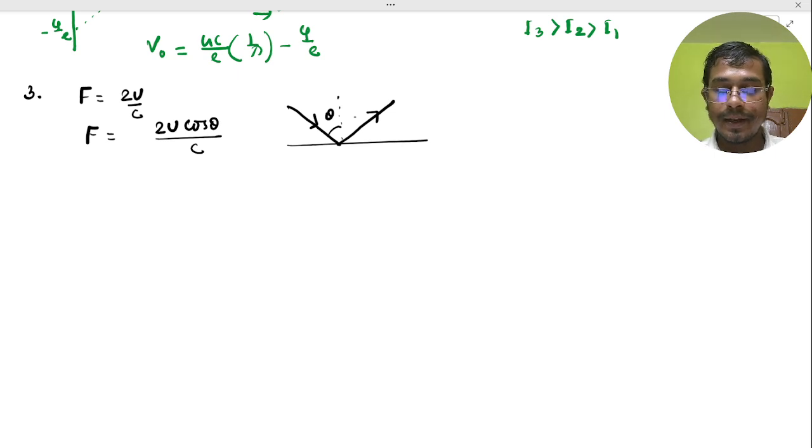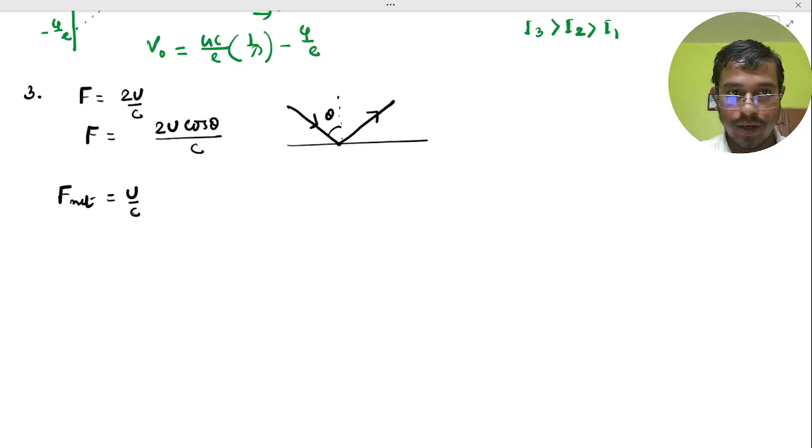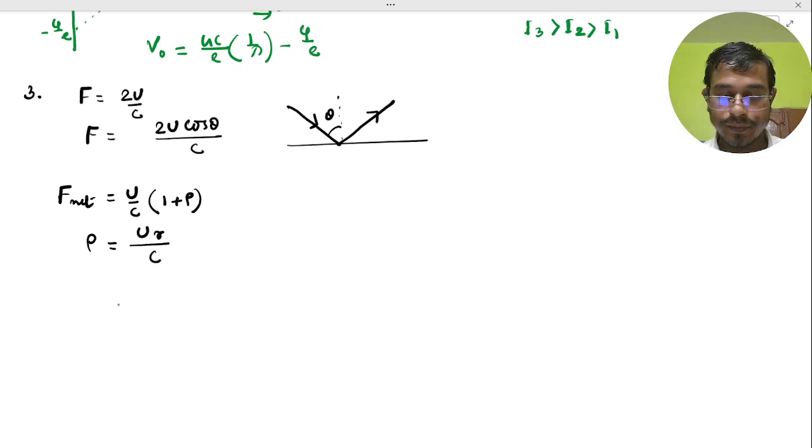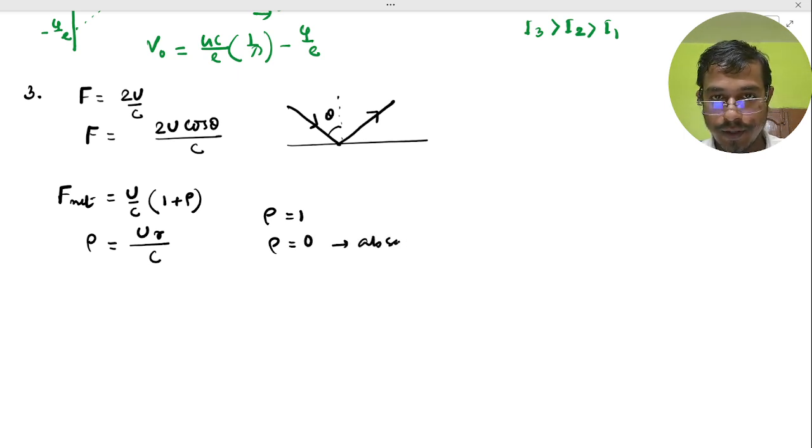So for a mirror in general we get the force F equal to u by c times (1 plus rho), where u is the radiant energy falling per second and rho is the reflection coefficient of the mirror, defined as ur by c. For perfectly reflecting, rho equal to 1. For perfectly absorbing, rho is 0. This is for absorbing and this is for reflecting.